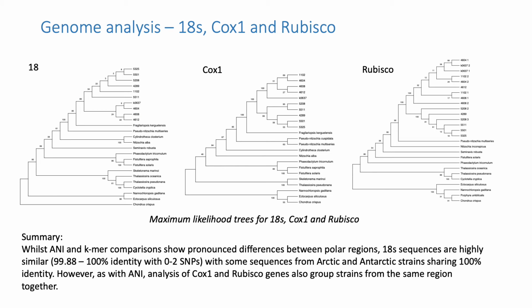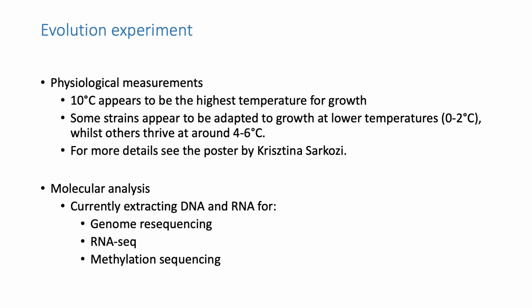Interestingly, when comparing 18S, Arctic and Antarctic sequences overlap, but when comparing sequences from Rubisco and COX-1 genes, although all strains are within a clade, separately from Fragilariopsis coagulensis and other species within the same genus, Arctic strains and Antarctic strains cluster again into their own clades. So whilst the strains appear to be closely related, it is clear that they are highly diverged between the poles.